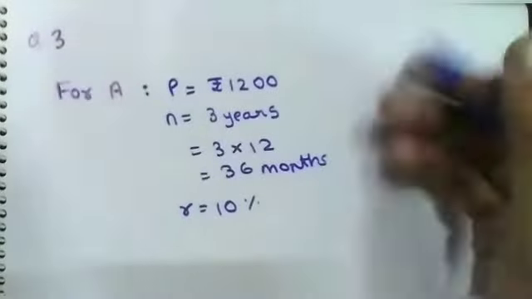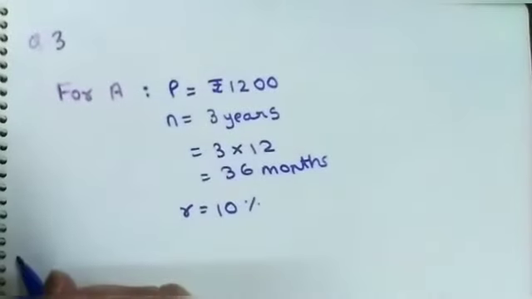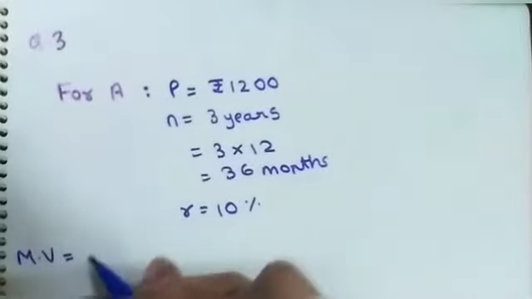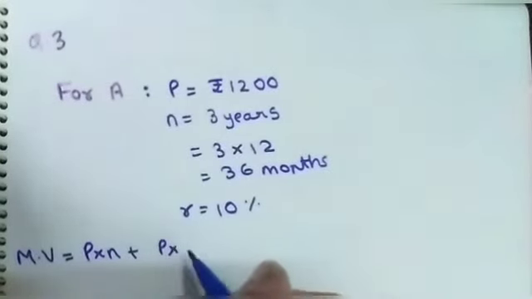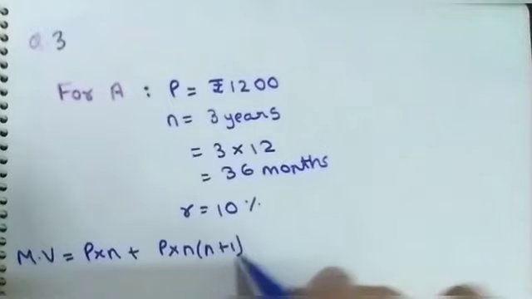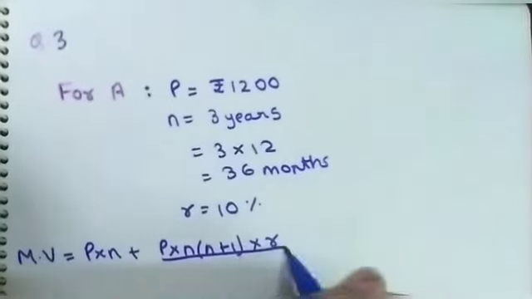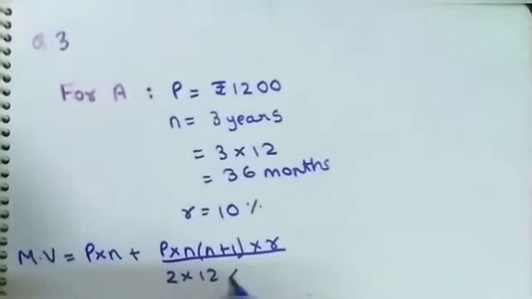Now, what would be the maturity value? MV would be P into N plus interest. What is the formula for interest? P into N plus 1 into R divided by 2 into 12 into 100.